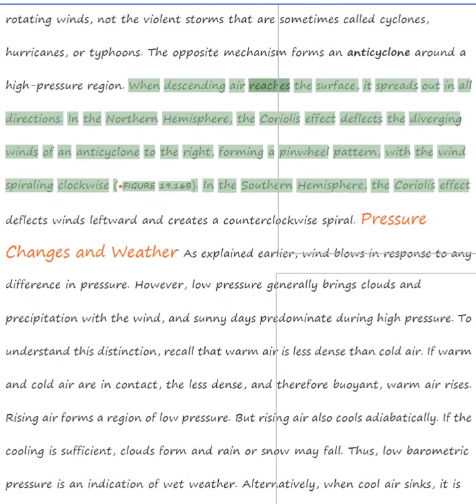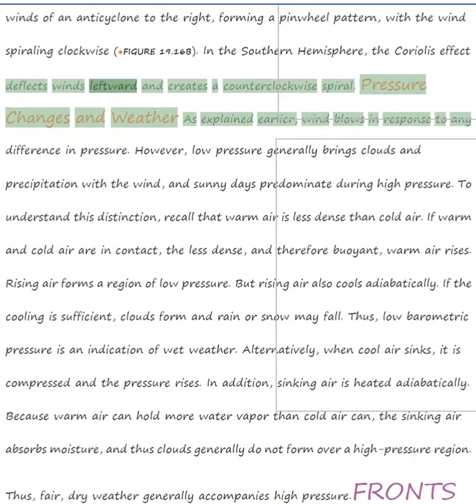When descending air reaches the surface, it spreads out in all directions. In the northern hemisphere, the Coriolis effect deflects the diverging winds of an anticyclone to the right, forming a pinwheel pattern, with the wind spiraling clockwise. In the southern hemisphere, the Coriolis effect deflects winds leftward and creates a counterclockwise spiral.